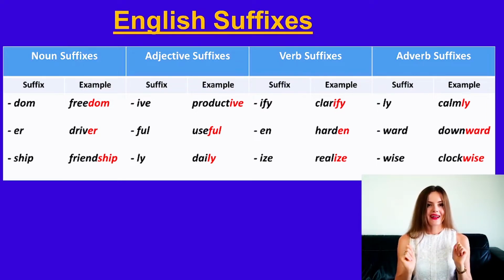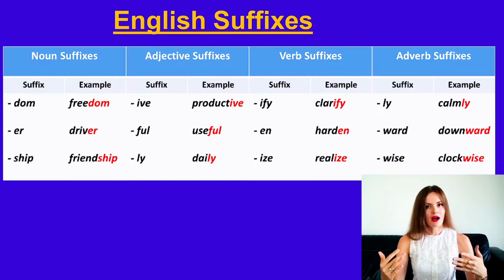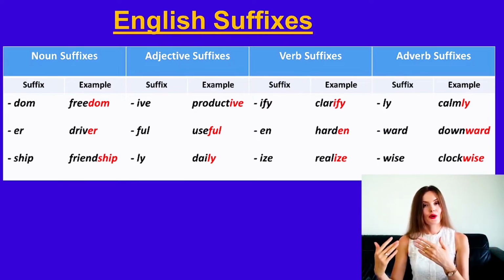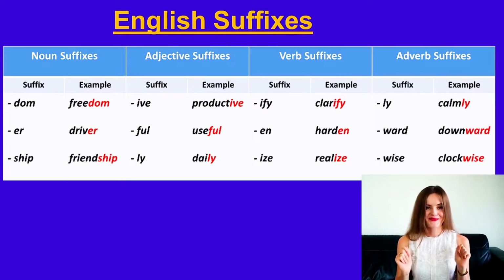For example, the noun suffix dom, freedom. Driver. We have the verb to drive plus the suffix, we get driver, and this is a noun. Ship, friendship. We have a noun friend, which is a base word. Then we add the suffix ship and we get friendship.